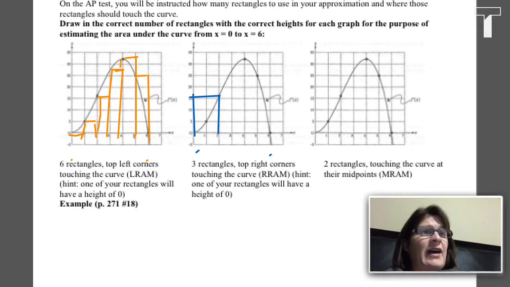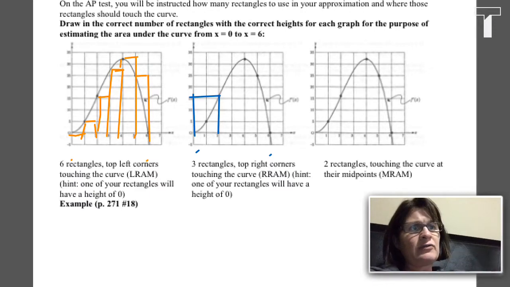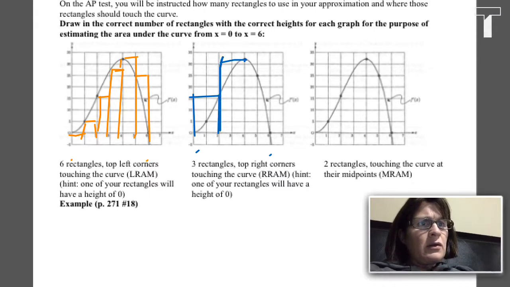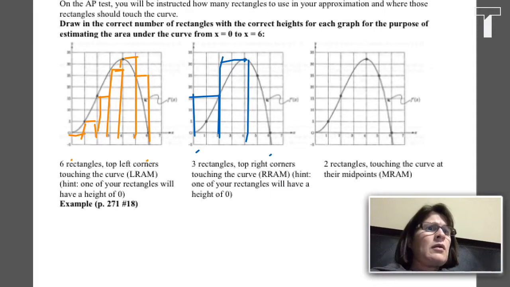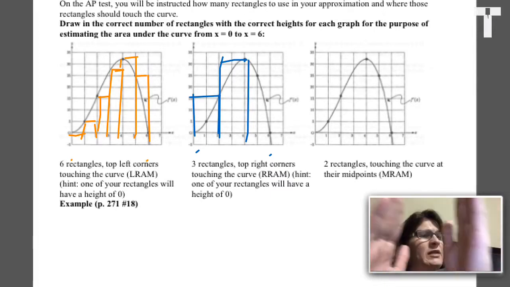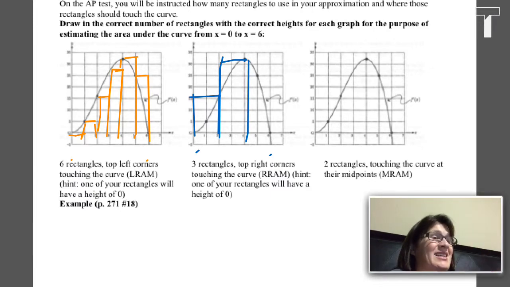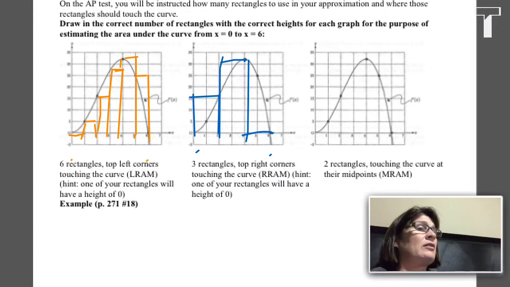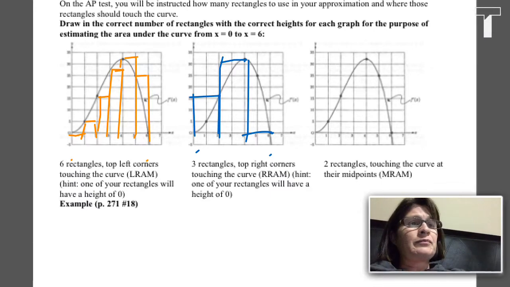My next rectangle needs to cover from 2 to 4. So find the function value at 4. 4 is the right-hand side of that interval. Here's the 4. And then my third rectangle should cover from 4 to 6. So 6 is the right-hand endpoint of that interval. I'm going to come to where 6 is on the curve. I'm going to make that the height of my rectangle. That happens to be a rectangle with 0 area.